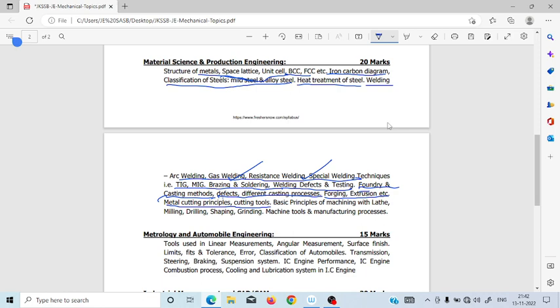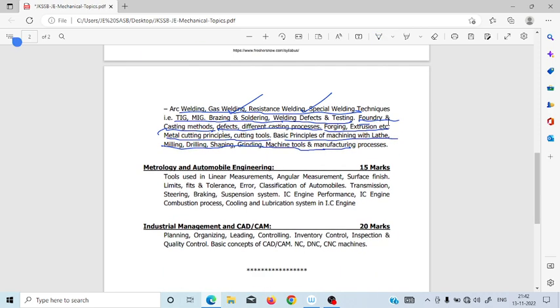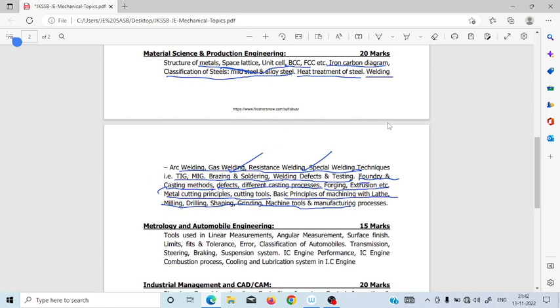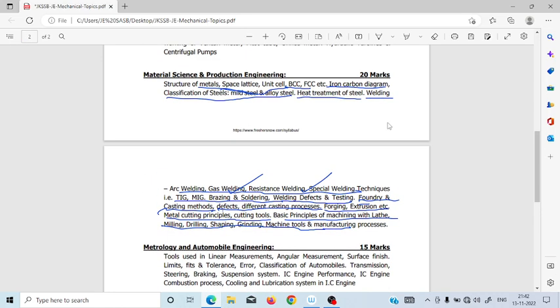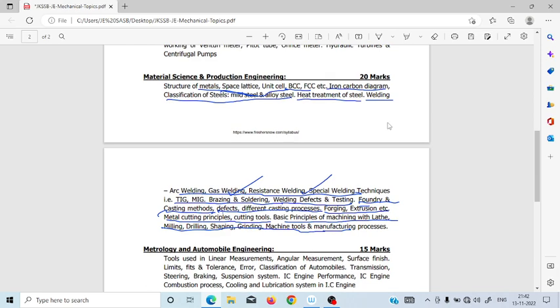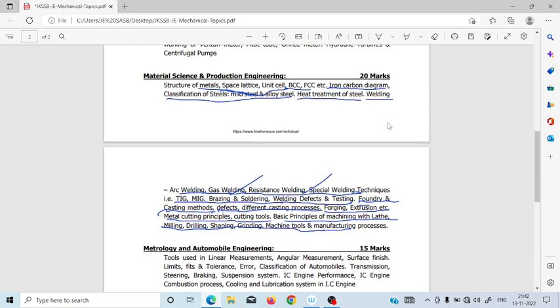Then we'll move on to conventional machining operations, which are lathe, milling, drilling, shaping, grinding, and we'll also do some super finishing operations in it, which are honing, reaming, boring, etc. As you can see, these topics are mostly theoretical, so the chances of a numerical portion are very less. So we'll deal mostly with the theory in this part.